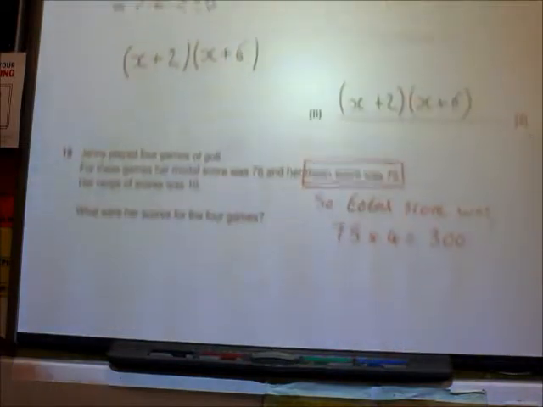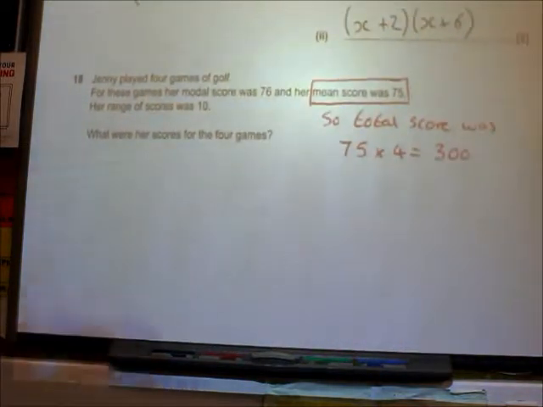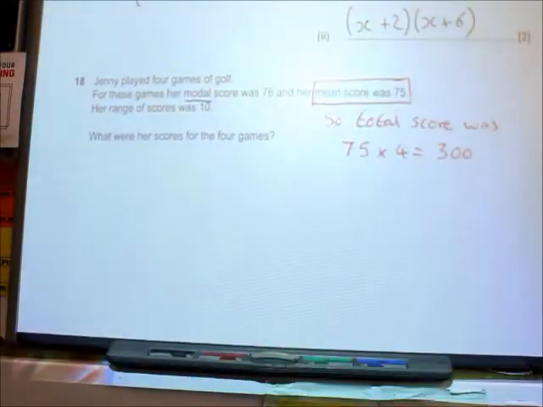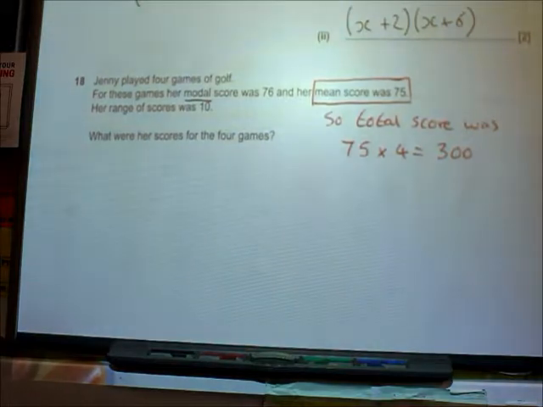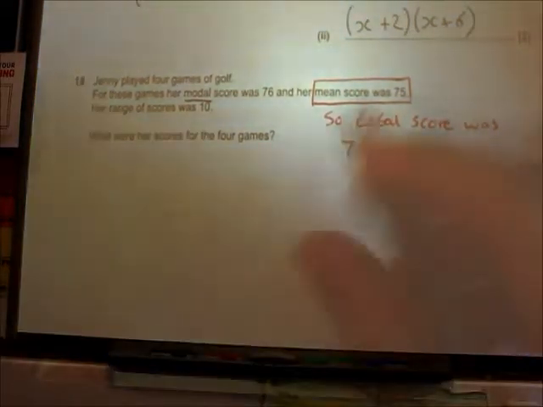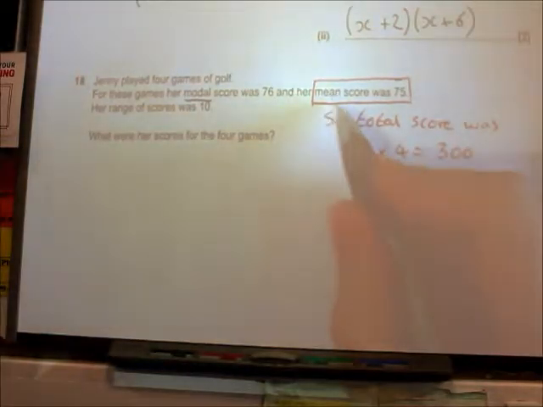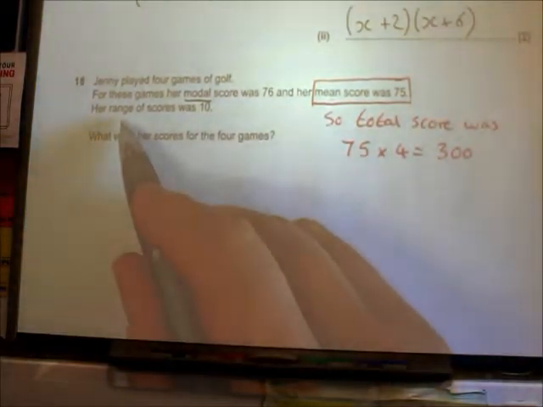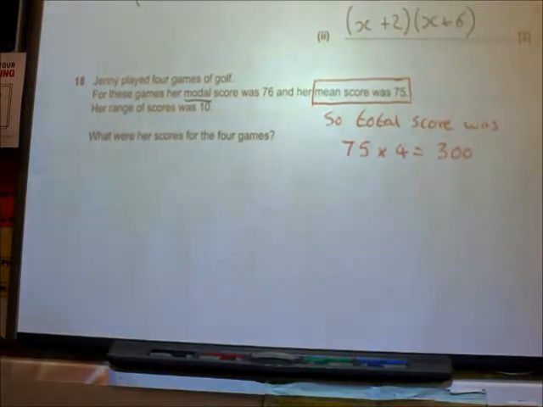The next one, Jenny played 4 games of golf. For these games, her modal score was 76. Right, averages this. So a modal means the most common. So her most common score was 76. And her mean score, mean is when you add them all up and divide, was 75. And the range, so that's the biggest, take away the smallest, was 10. What were her scores for the 4 games?